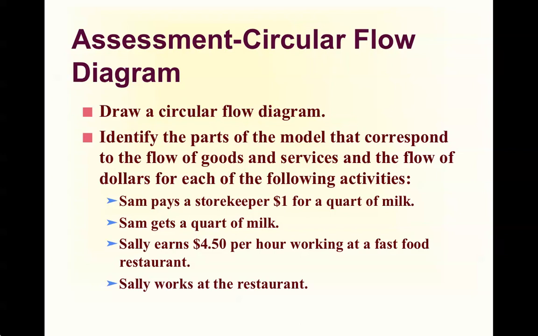Okay, hopefully you chose Sam paying a storekeeper $1 for a quart of milk under spending. Sam getting a quart of milk is under goods and services bought. So each transaction has two components: you get the item, you pay for the item. Sally earns $4.50 per hour working at a fast food restaurant. That would be income. Sally works at the restaurant. That is labor. So for the labor that Sally provides, she will get $4.50 an hour.